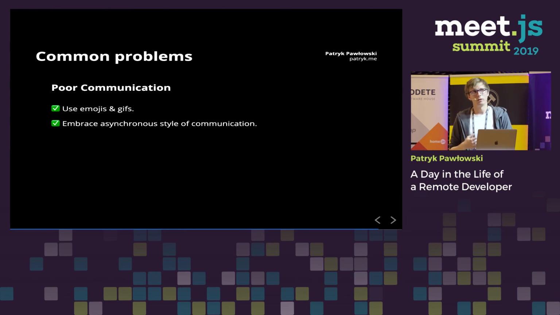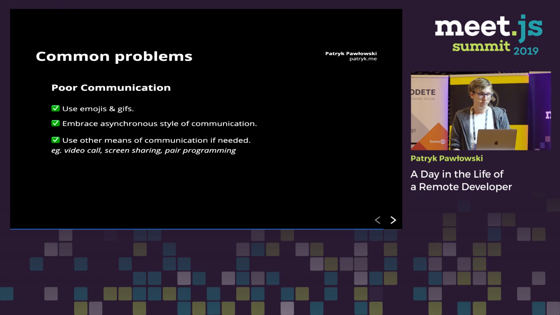So writing, formulating questions or messages in a way that if a person reads it in a few hours, they can respond to you, and you will get the full answer that you needed. And using other means of communication if needed. So usually, if there's some problem between front end and back end, and we need to fix some bugs or maybe adjust the API response, it's a good idea to do a video call or screen sharing, or maybe even pair programming to resolve the issue faster.